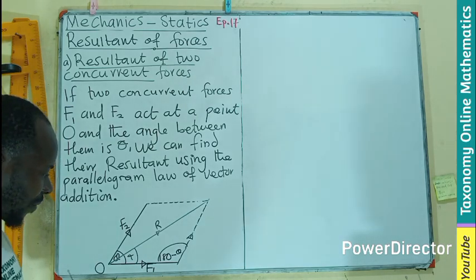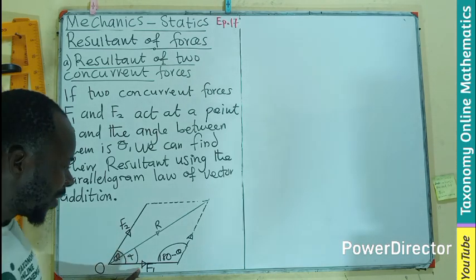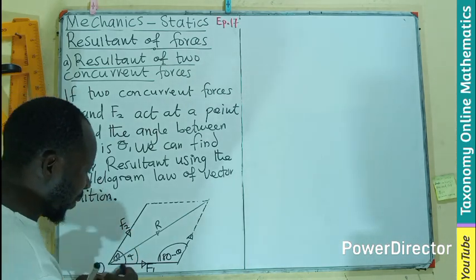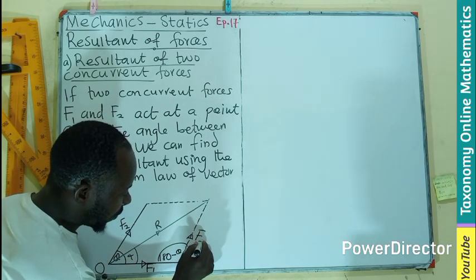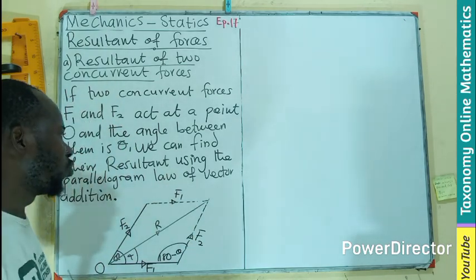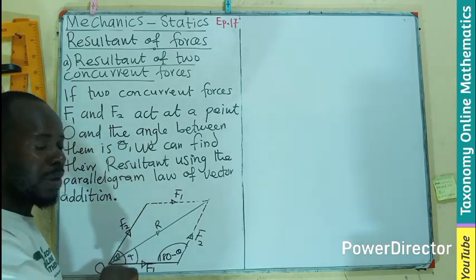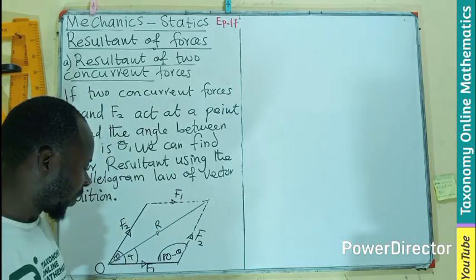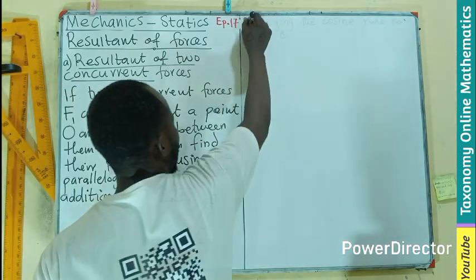Alright, if that is out of the way, then it means that this place is also going to be force 2. This will also be force 1 if we are to understand parallelogram. Opposite sides are being what? Equal.